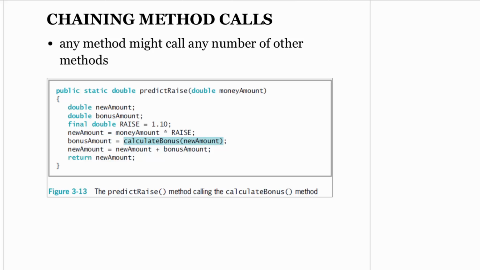What this slide is saying is that you can chain method calls, meaning that any method can call any number of other methods. That's important to note because if you are trying to call other methods within the method that you're already in, you can call them as many times as you want. You just can't create new methods within existing methods, but you can call them as many times as you would like.